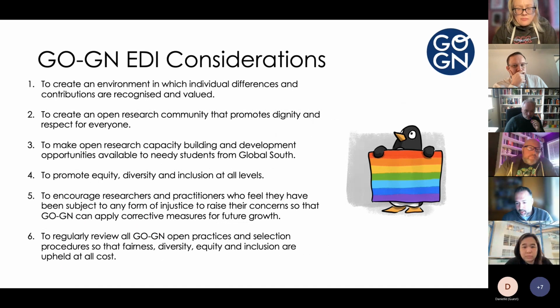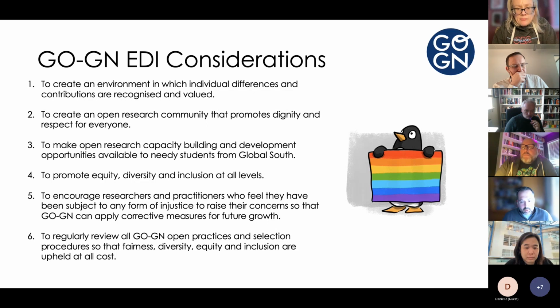So some considerations that are particularly for GoGN, but can be explored in different areas. When we think about the community, it is also to create that environment in which individual differences and contributions are recognized and valued, as well as to enforce the creation of that open research community that promotes dignity and respect for everyone participating there. As well, to make open research capacity building and development opportunities available to those students coming from the Global South. And this is something that we are always considering in terms of supporting and increasing the number of members from the Global South.